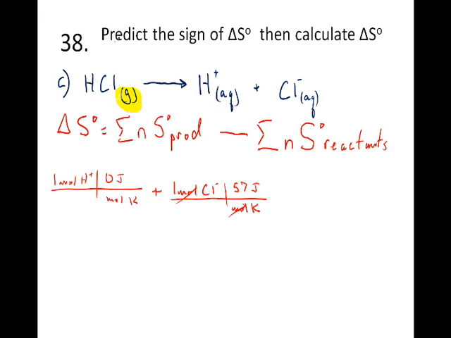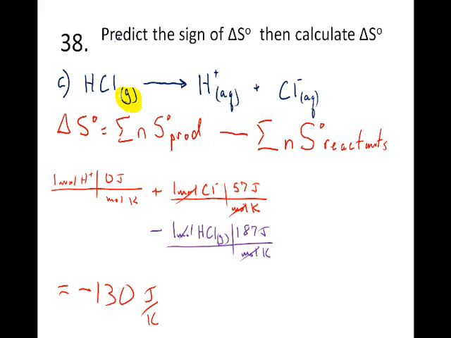So let's calculate those. And here we'll notice, because of some energy changes going on in the formation of these ions, we actually have an ion that has a 0 for the entropy, and an ion with 57 for the entropy. And then let's subtract the entropy of the gas, the HCl gas, so we're subtracting 187, and so we're going to come up here with a negative 130 joules per Kelvin.